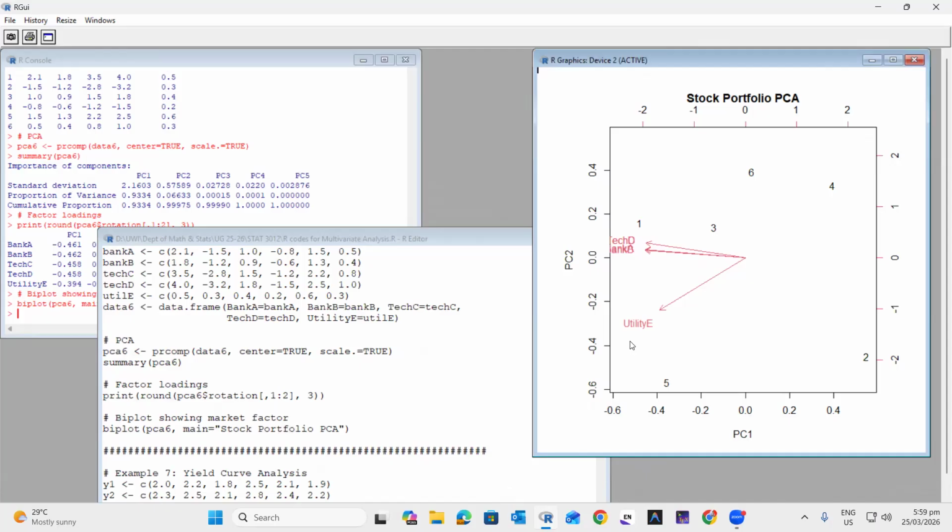Basically, period 2 and period 4 are far on the right, and both had high PC1 scores, indicating strong bank and tech performance.